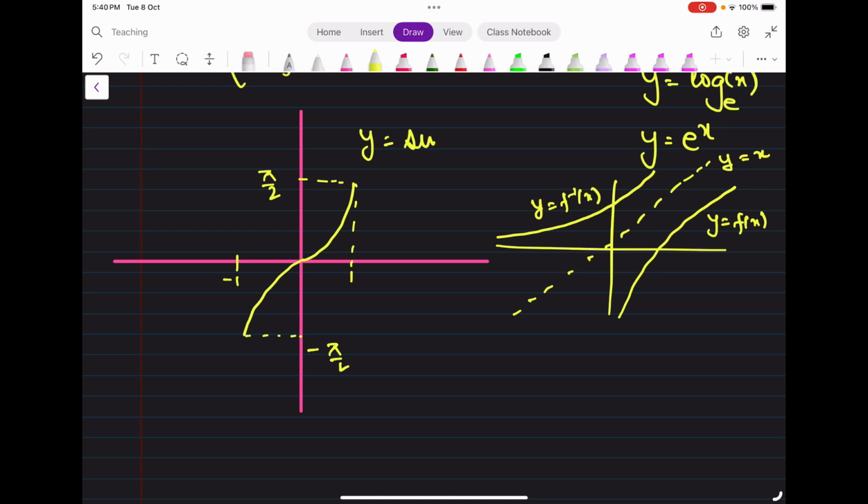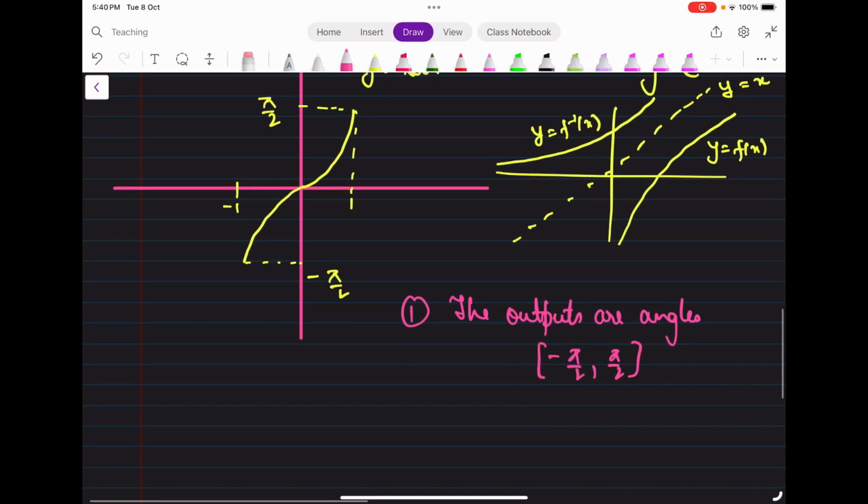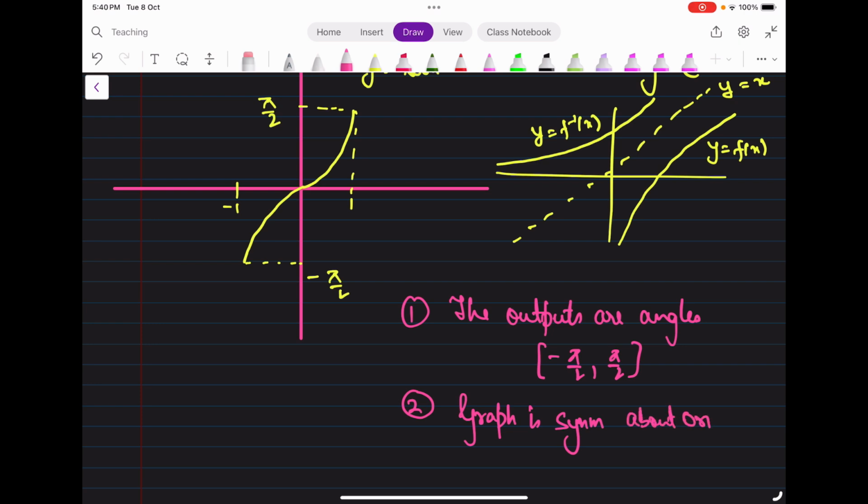Now some conclusions which we can easily depict from the graph. Number one, the outputs are angles, between minus pi by 2 to plus pi by 2 in this situation. Number two, our students can easily understand that the graph is symmetrical about the origin. We know it very well.